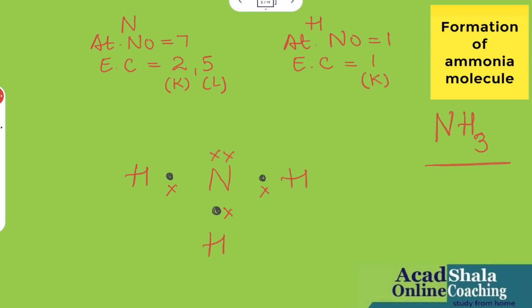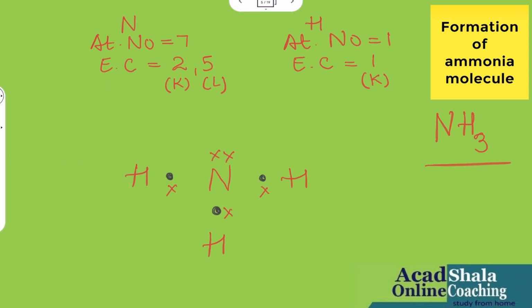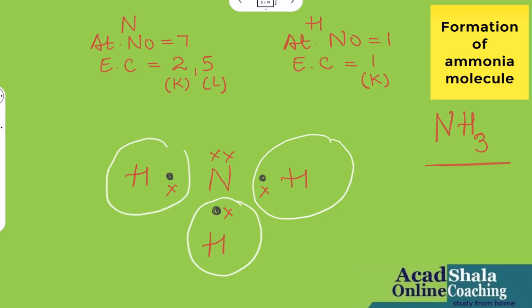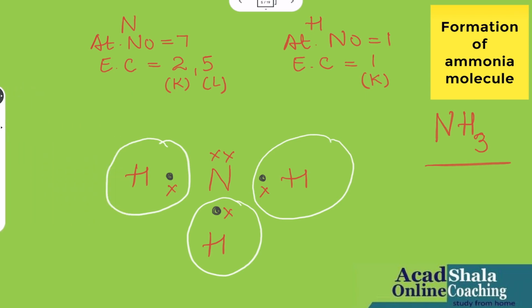Right, children? Now the checking part starts. Let us see. Okay. Hydrogen says, let me check. This hydrogen says, let me check. This hydrogen says, let me check. Now nitrogen says, let me also check.